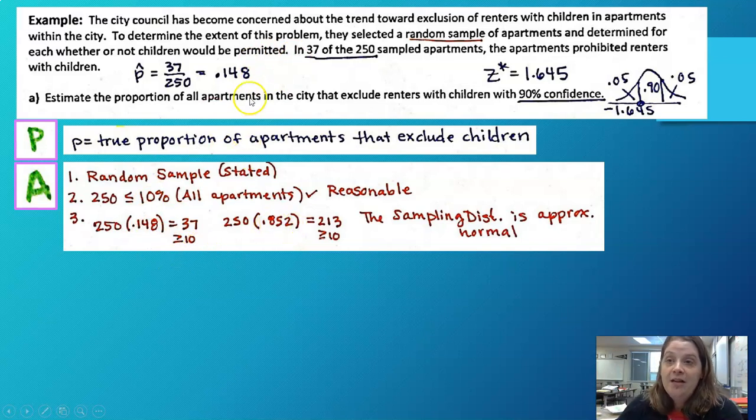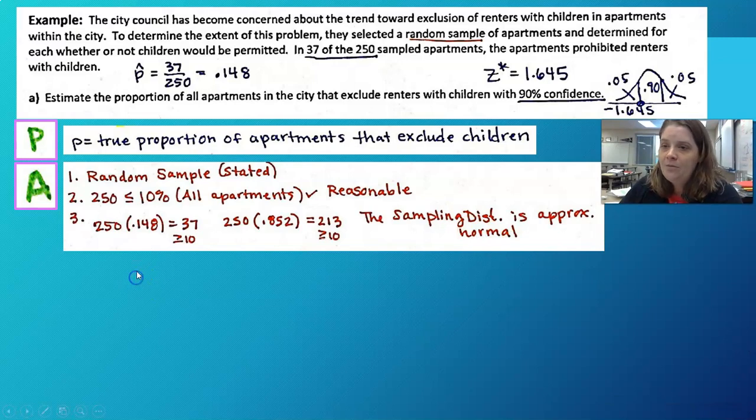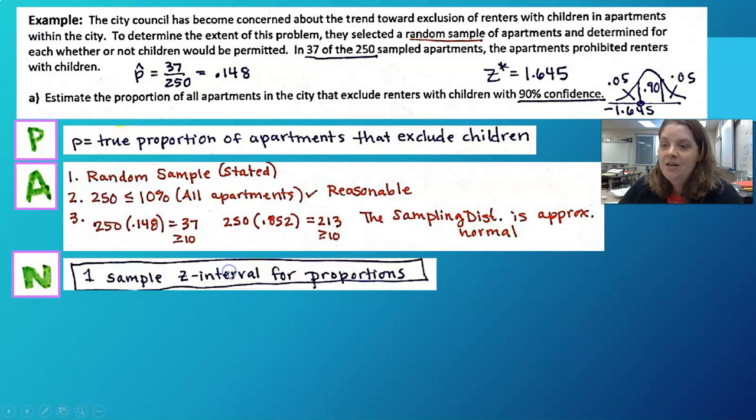If I do the other side of that, the failure rate's going to be about 85% based off of that, about 15% there. That gives me 213. Both of those are bigger than 10, so I know my sampling distribution is approximately normal. All right, I'm going to name that test. We want a one sample, because that's how many we took, z interval, because we're talking about a normal distribution here, for proportions. Proportions are what we're trying to deal with, okay?